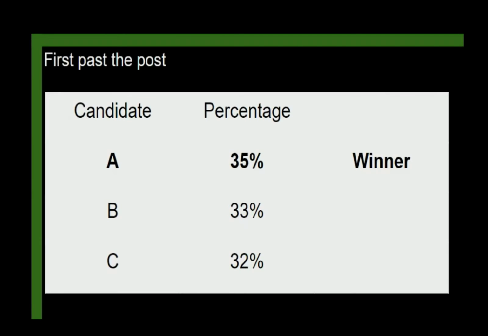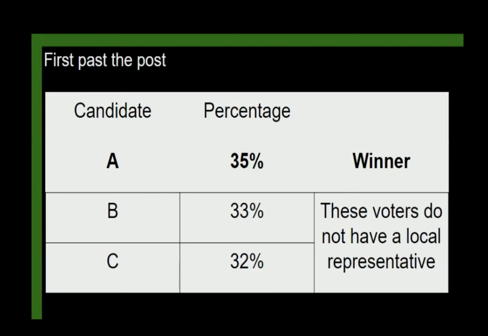For example, let's say there was a seat with 3 people standing, A, B and C. Candidate A gets 35%, whilst B and C get less than that, making A the winner. And this is where my major issue with the system comes in, because this means the majority now do not have a representative. And this is the issue for many constituencies in the UK.